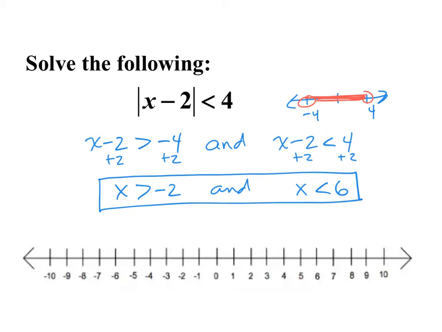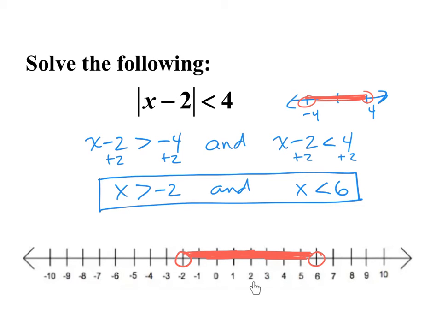So I'm going to draw a picture of our solution set. I'm going to put an open circle on -2 and +6. And the reason I have the open circle is because this is strictly greater than and this is strictly less than. So that doesn't include -2 and 6. And then I'm going to shade all the numbers in between. So if I pick any number in this shaded region, any of those numbers would make this inequality true.